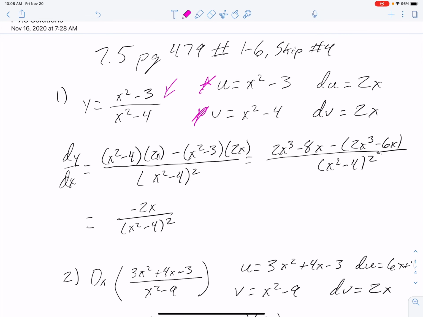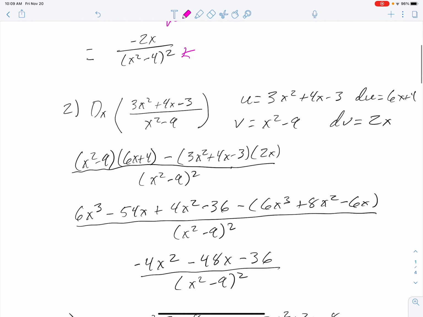So u, my numerator, x squared minus 3, its derivative 2x. v, my denominator, x squared minus 4, its derivative 2x. And so I've got v du minus u dv all over v squared. From there, it's just a matter of distribution. Be careful with the negative that needs to be distributed. That's really the only place that I see mistakes come in as people work through their quotient rule. And by the time we get to our final answer, there's no need to multiply out the denominator. In fact, unless it's a monomial, we will never multiply it out.